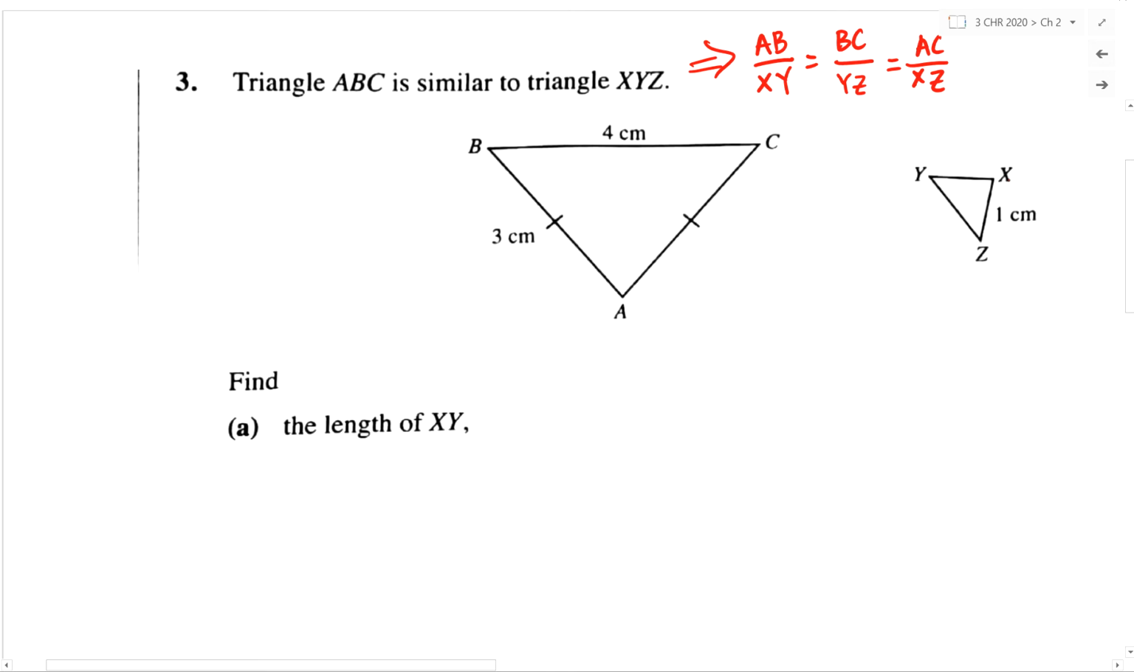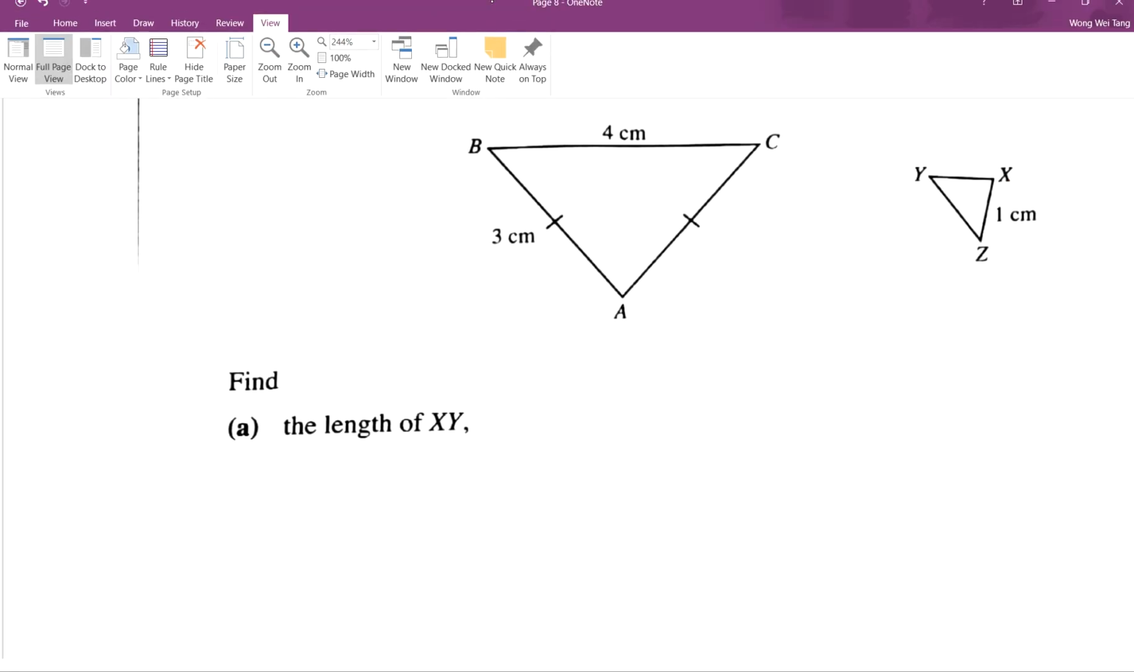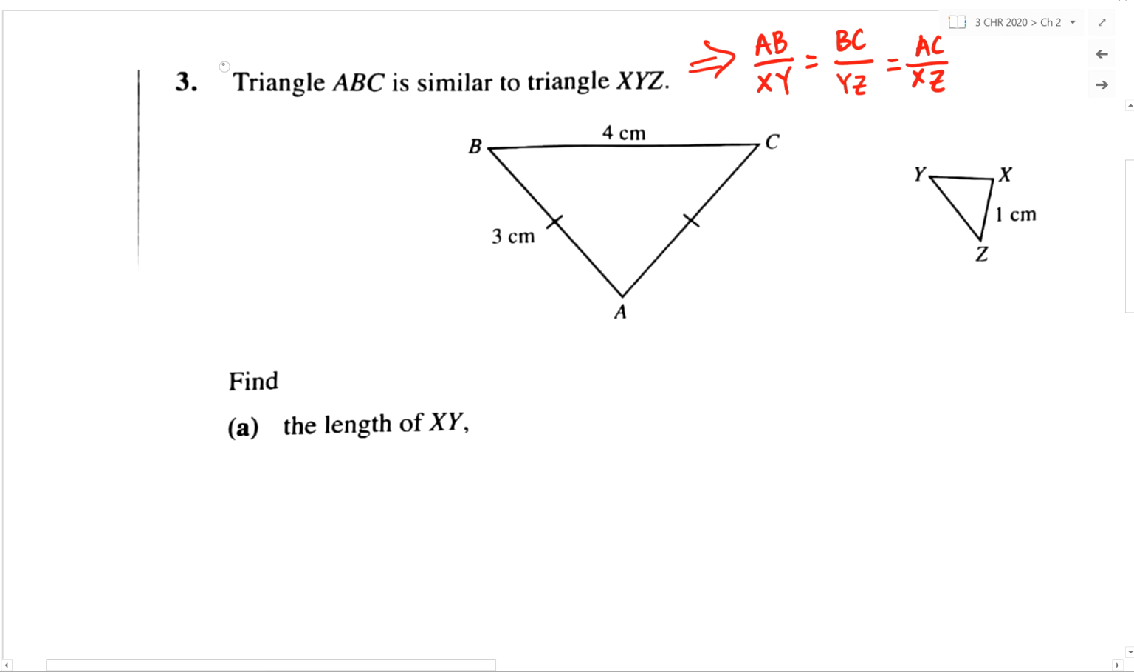Can I reverse the whole thing? That means instead of writing big triangle over small triangle, can I instead write small triangle over big triangle, meaning XY over AB is equal to YZ over BC, which at the same time is equal to XZ over AC. Do you think they are the same? You can try putting in numbers yourself. You will find that they actually are the same.